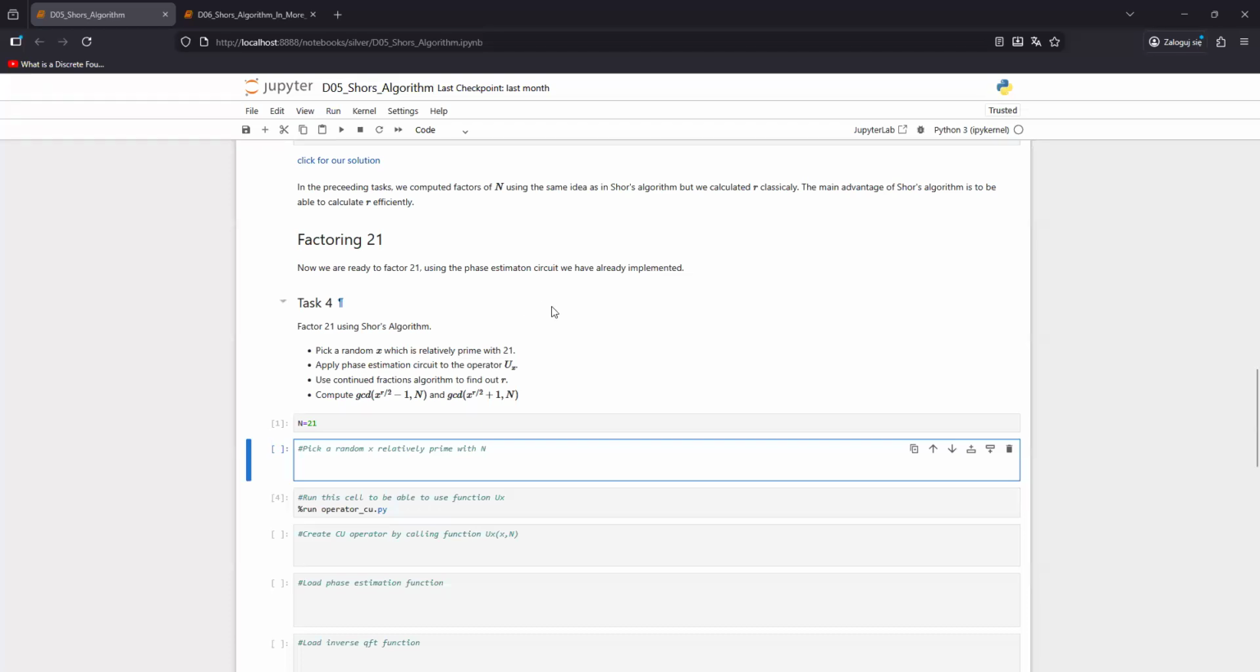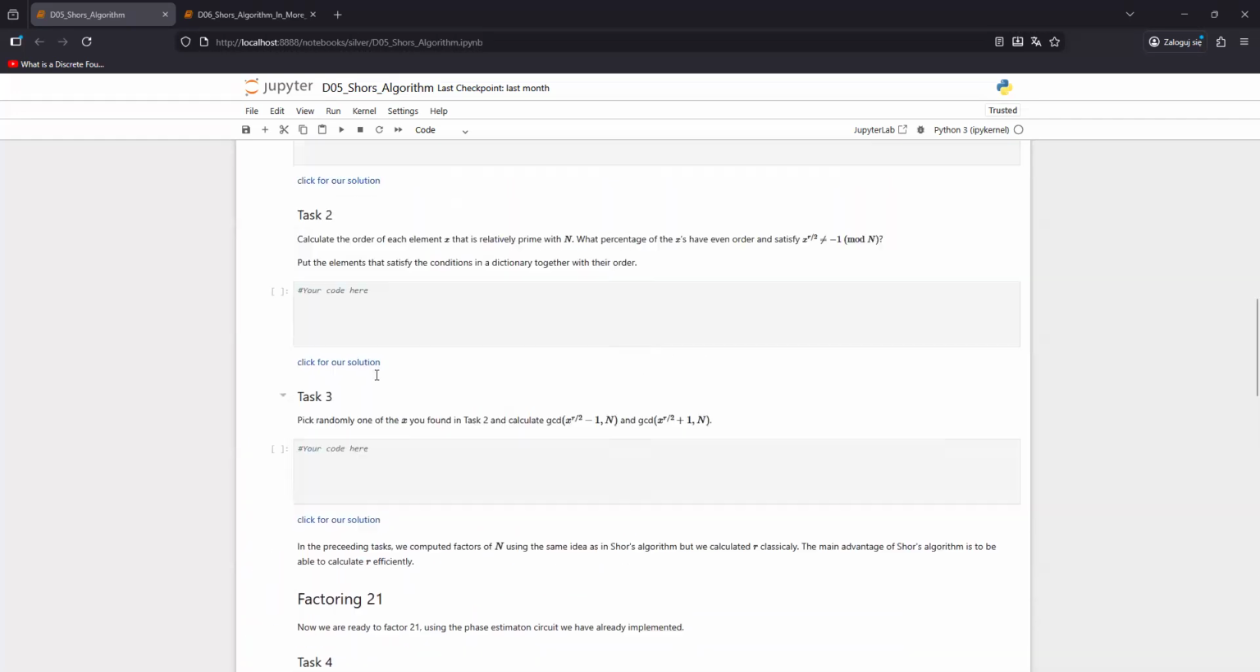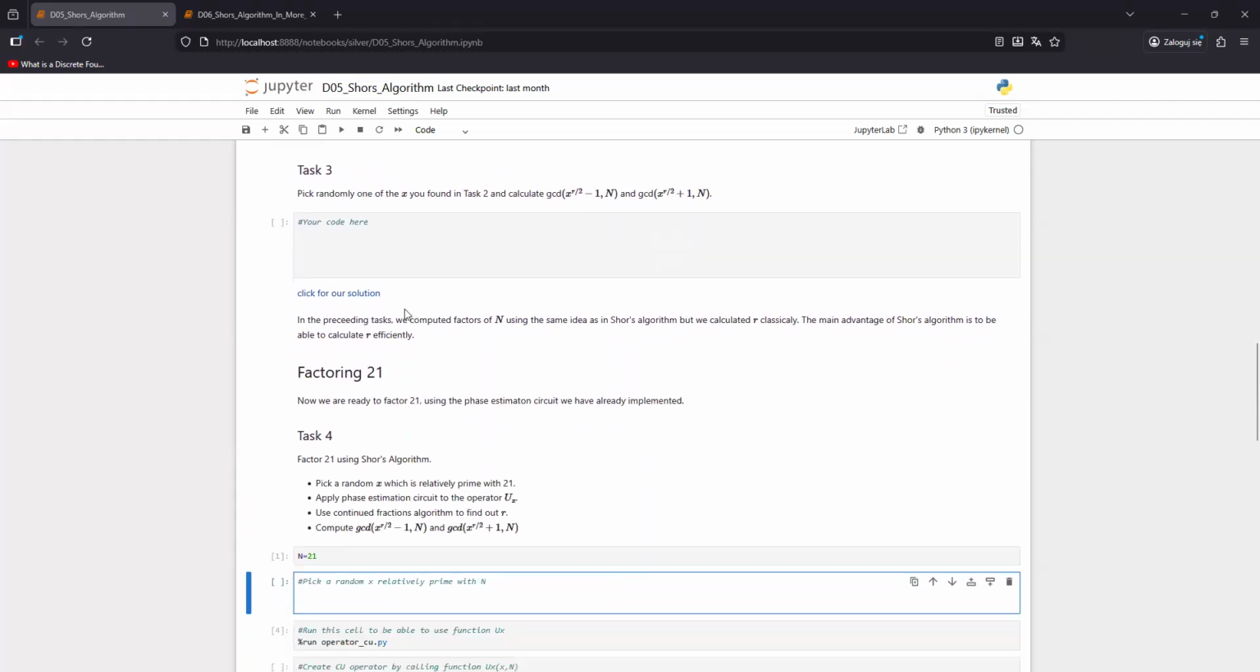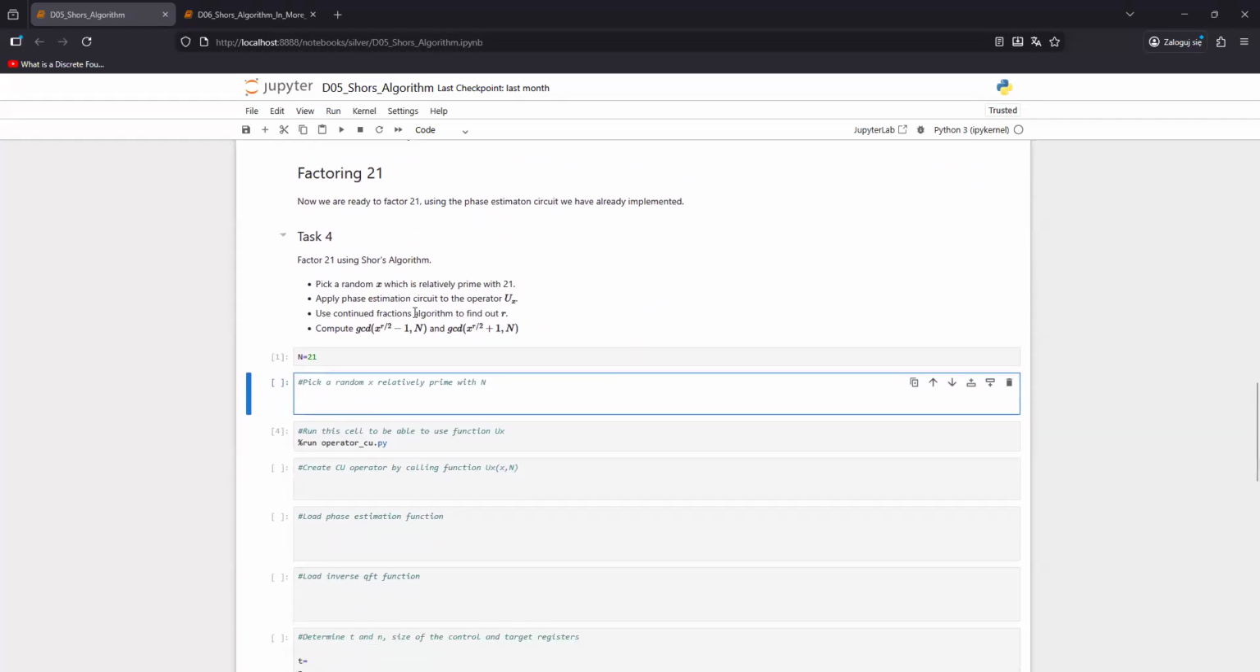Okay, so we are inside the Shor's algorithm notebook. I will maybe proceed to task 4, like the other three. They gave you an approximation of this, like a 50% chance of picking the correct R and A. So to make things a little bit faster, I will also just do this task for you. So here we are asked to factor 21.